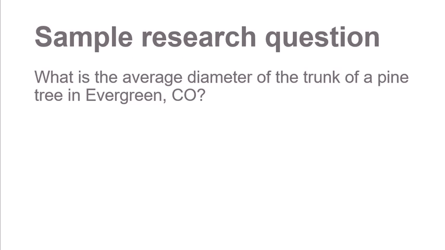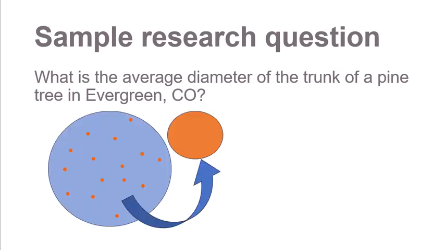The study itself would involve measuring the diameter of those trunks. But of course, we likely would not be able to measure the trunk of every single pine tree in Evergreen because that would just be impractical and it would cost a lot of money. So we would use some sort of sampling method to select, say, 100 pine trees from Evergreen and measure those pine trees, and that would become our sample. So I'm visualizing this with these little orange dots within the population, randomly selected using some method, and the group of those orange dots or those selected pine trees is the sample.